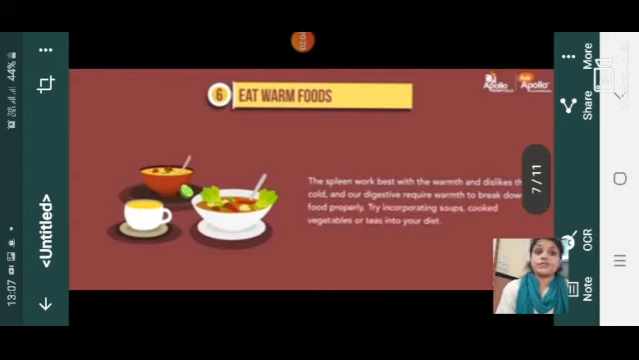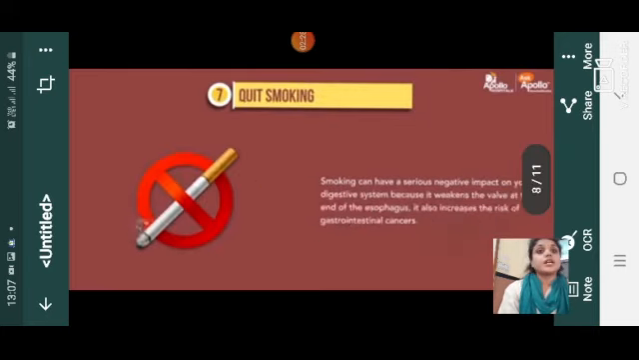Next is eat warm food. Okay, students, because the spleen works best with warmth and dislikes the cold. Our digestive system requires warmth to break down food properly. So you should eat warm food.